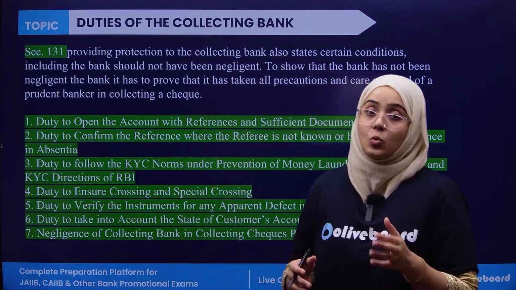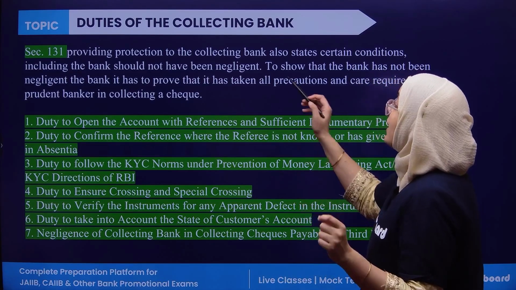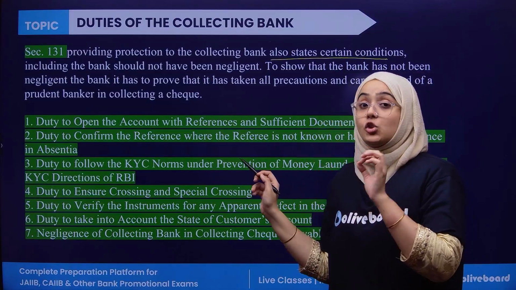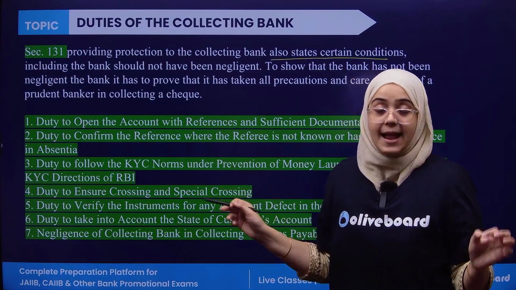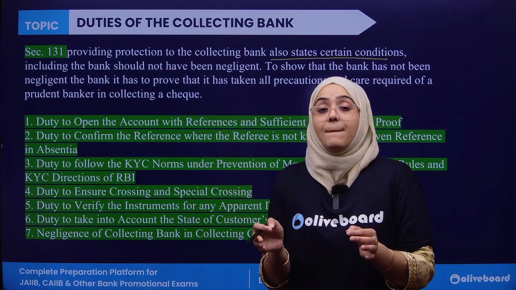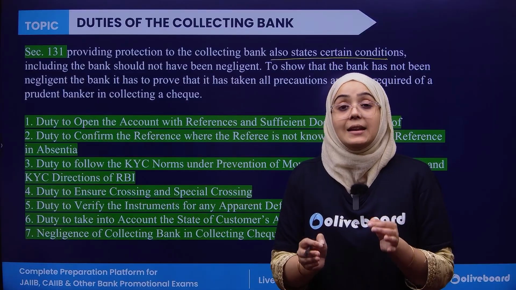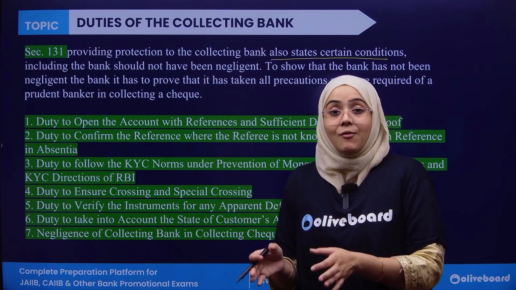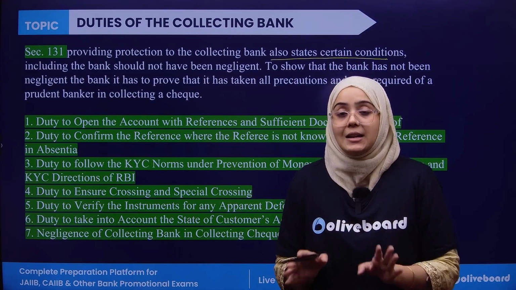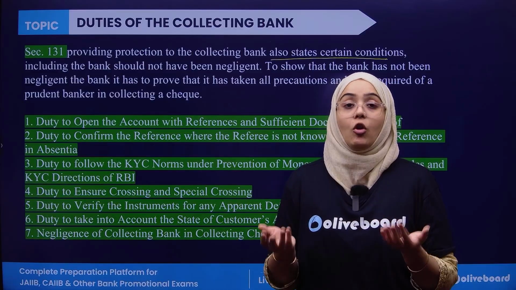Okay, now if we talk about the duties of a collecting bank, this protection will be given in this condition. Now duties, first of all, section 131 provides the protection to the collecting bank, that the collecting bank shouldn't act negligently, and the bank has to provide proof that while collecting the check it hasn't been involved in any type of negligence. And if the bank has submitted that proof, the bank is discharged from any type of liability that arises from the fraud, if the fraud occurs.